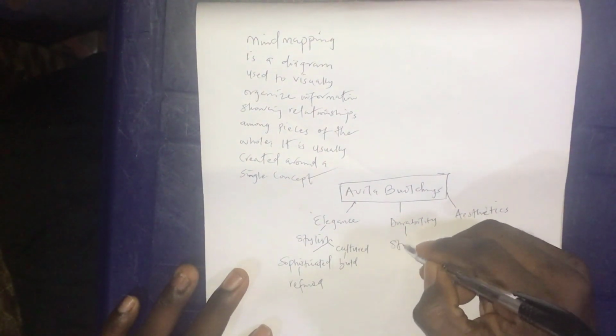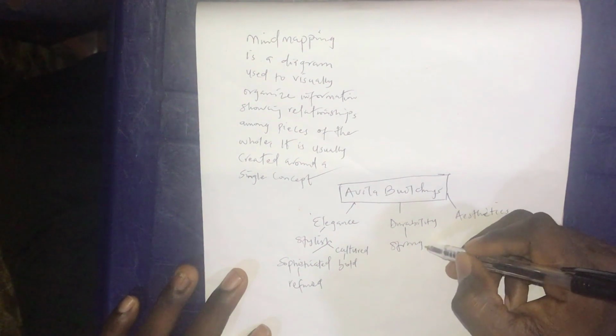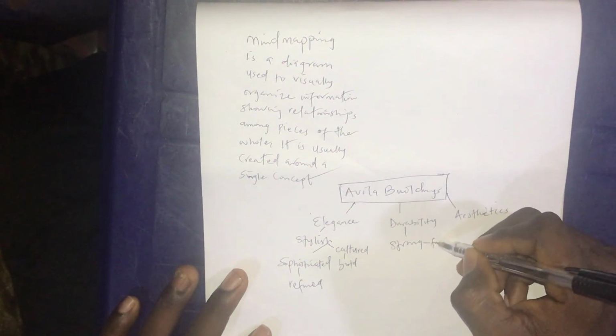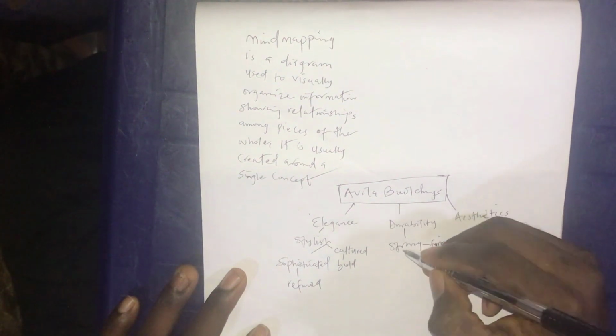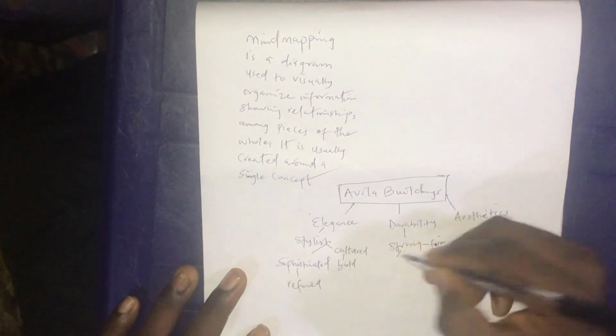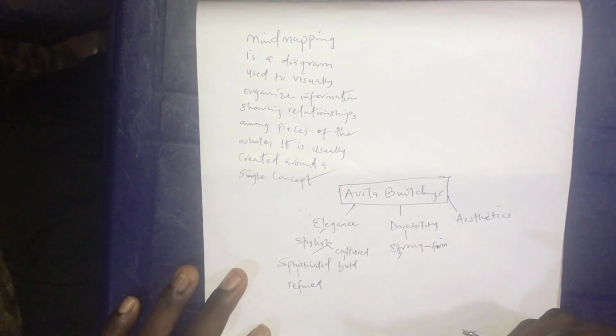And then we have the other one: durability. Durability means strong. What's strong? Firm. What else can relate to strong? Firm.